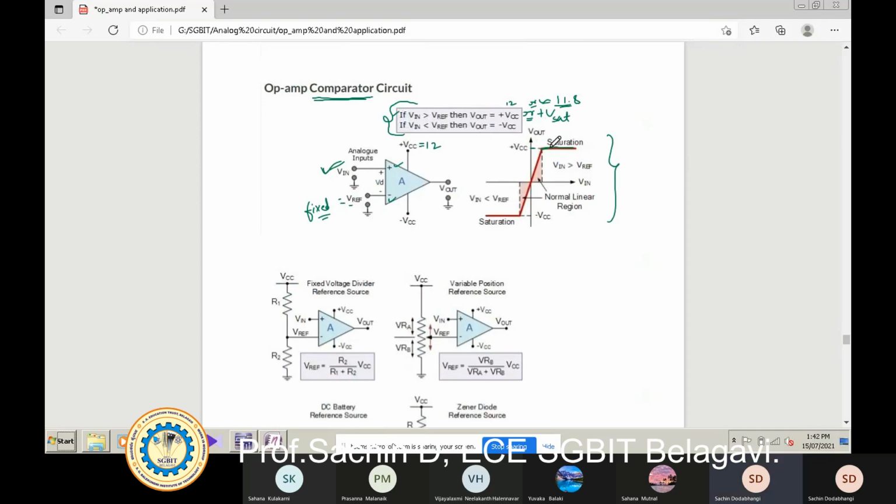So the input to this amplifier will be V input minus V reference. Getting it? Look at the diagram. Suppose I take input voltage as 2 volt.